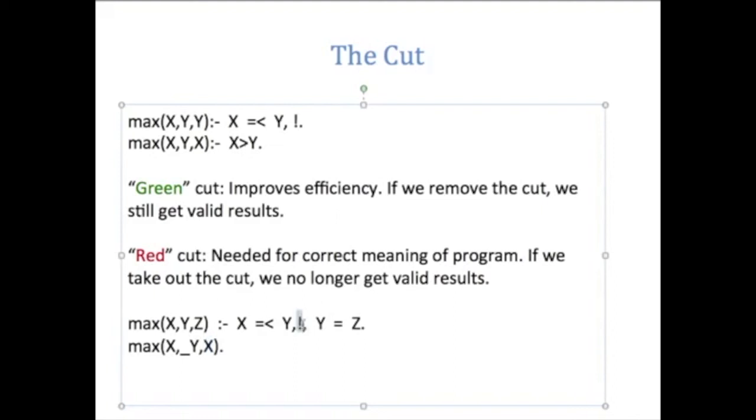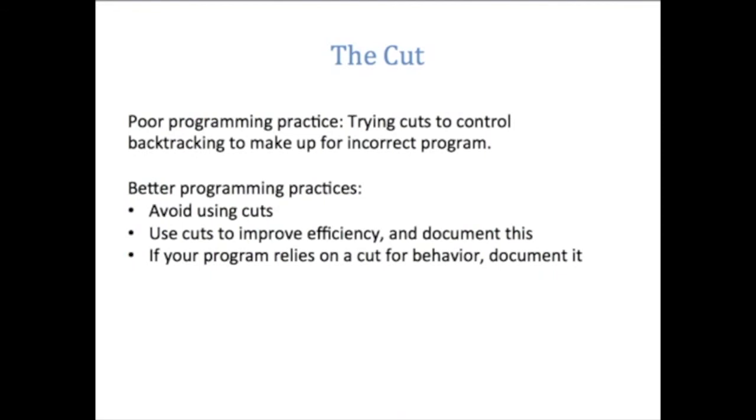Now, the problem with this is, of course, this is a red cut, because if I take the cut out, this is going to succeed under basically any circumstances, and we can get results that aren't valid. So green cuts improve efficiency, but they still get valid results. Red cuts are needed for correct meaning of the program, and if we take out the cut, we no longer get valid results.